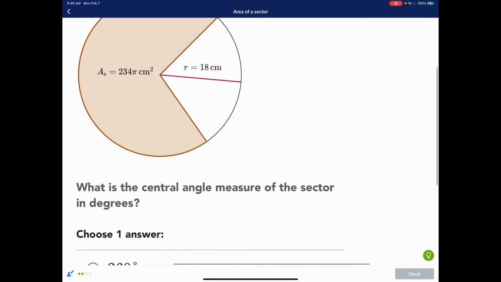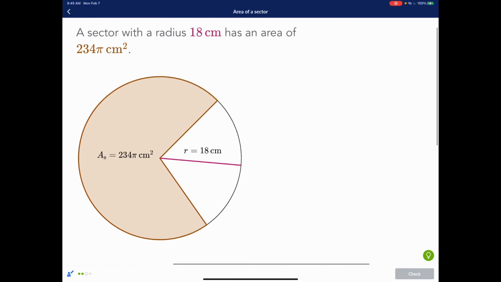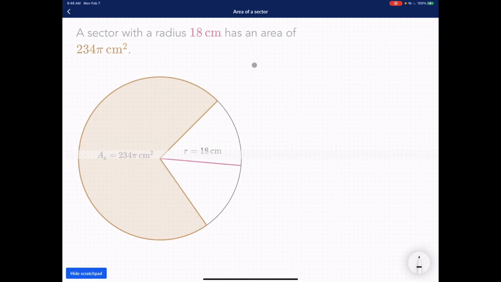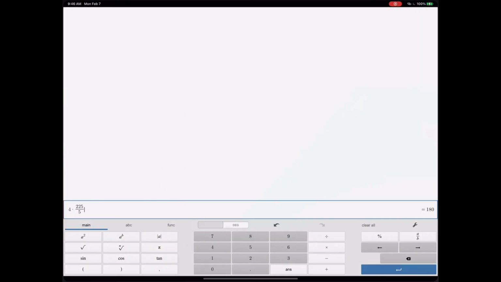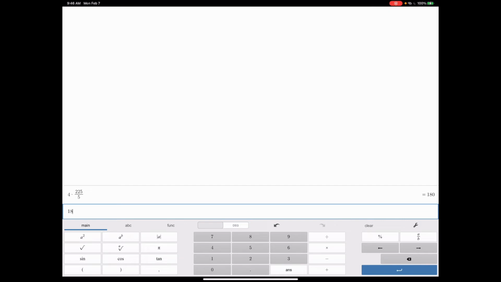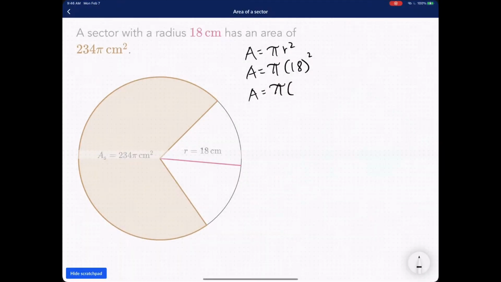Let's do this one, because we're gonna do this in terms of degrees. So once again, let's go ahead and find the entire area, which is A equals pi r squared. And r is 18, so 18 squared, and A is equal to pi times 18 squared, which is 18 times 18, which is 324. So A is equal to 324 pi.